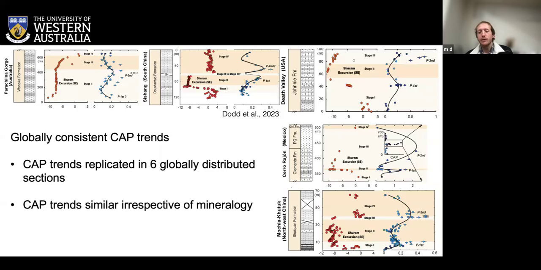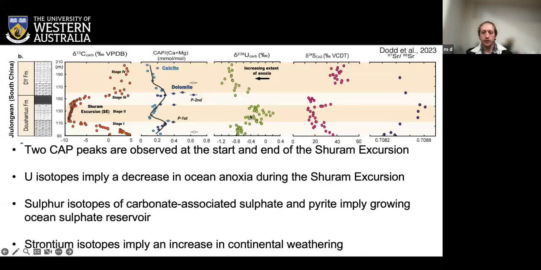Does the strontium... I mean, we can hazard a guess with the strontium, right? If we know what the seawater strontium curve is, then we know what the real seawater signature should be. But what's quite interesting, I don't think I have the data here. I'll just check. No, I just have it here. We measured strontium in some of these Shuram excursion samples. And in some samples, the strontium data was very clearly altered.